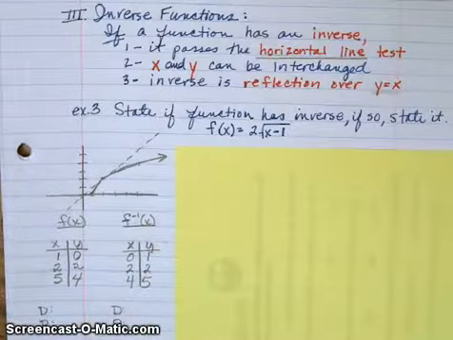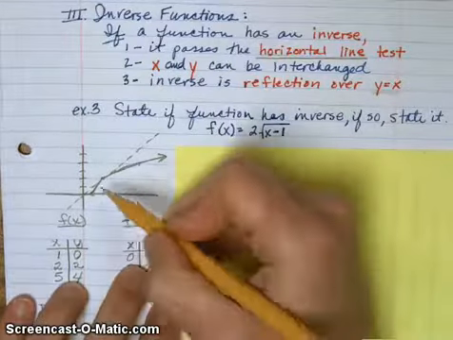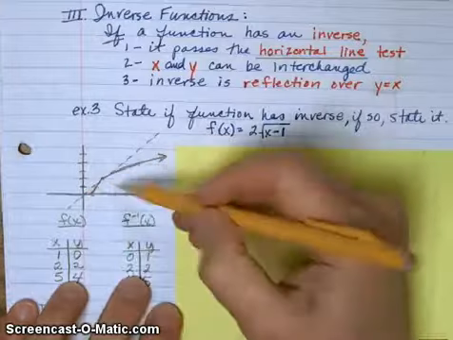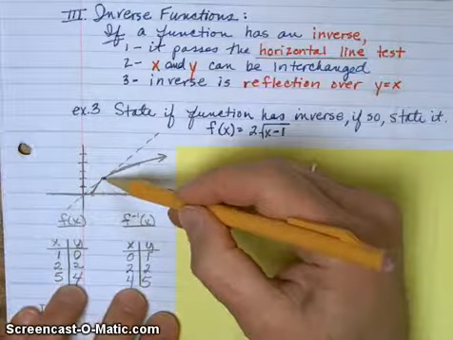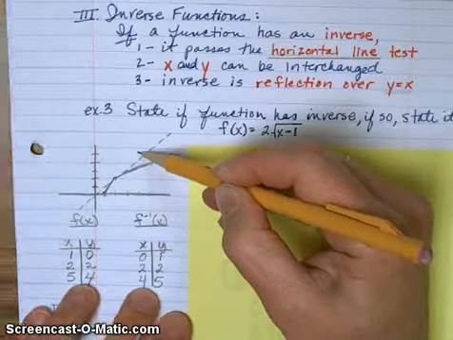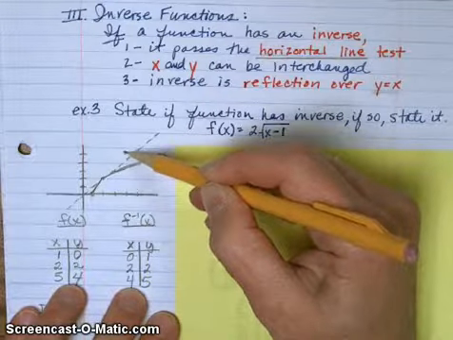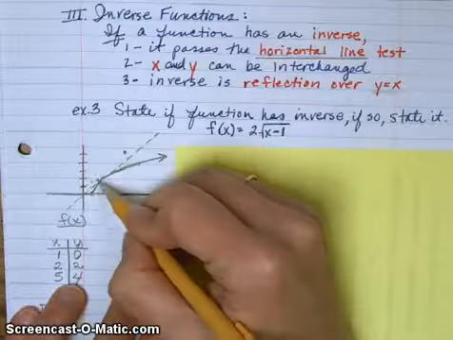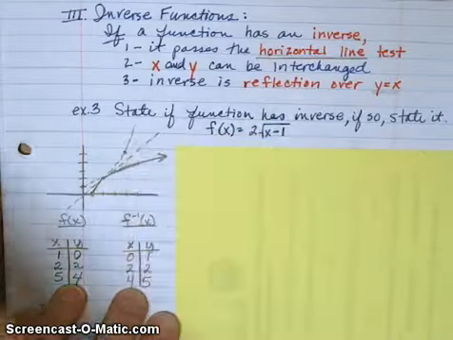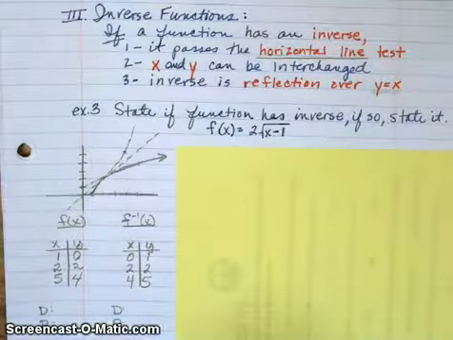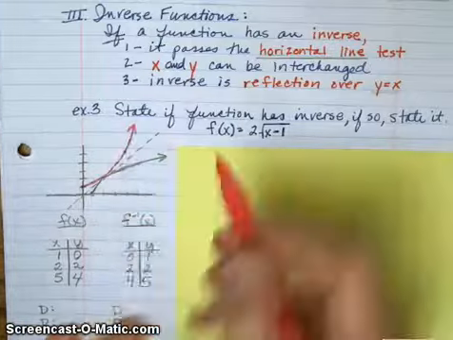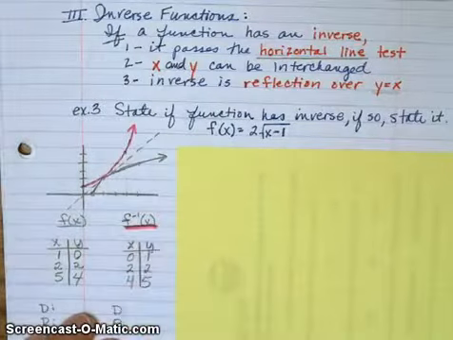Let's graph that. 0, 1 would be right here. 2, 2, same point. 4, 5. 2, 3, 4. 2, 3, 4, 5. So I have this. Let's make that a different color so we can see it. Okay, so I have the inverse in pink.